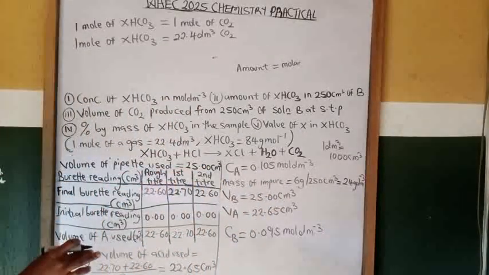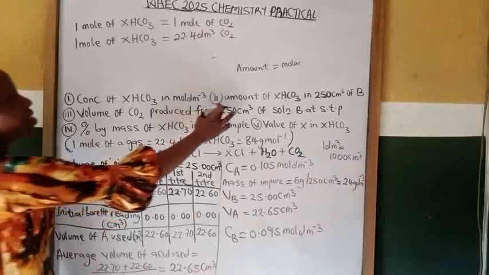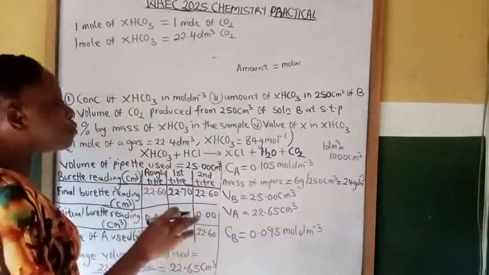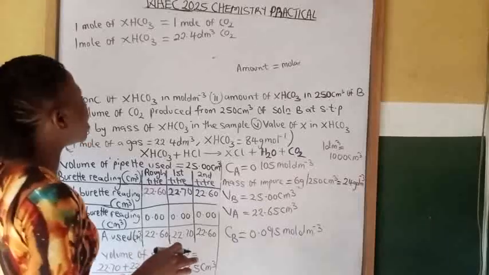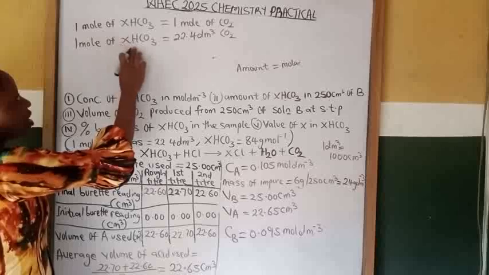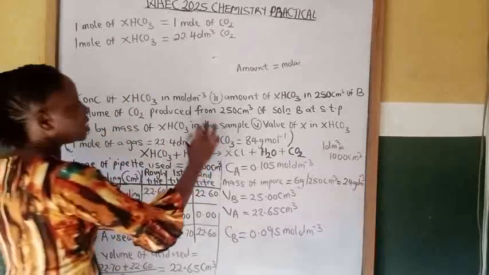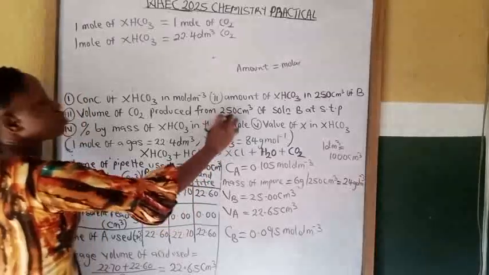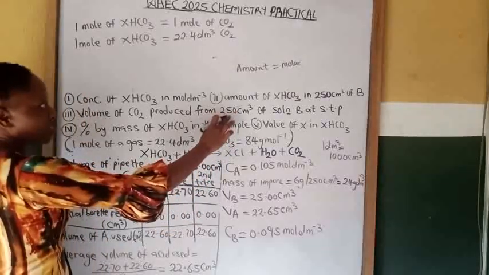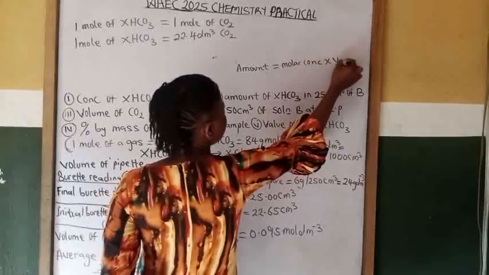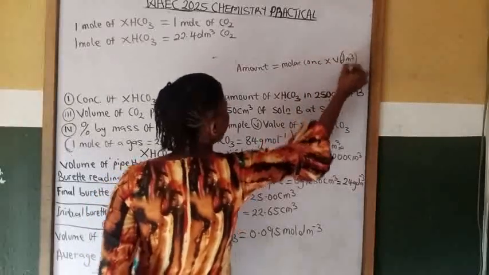But if your question did not ask you to calculate the number of mole before this kind of question, you have to calculate the number of mole first. Now, we need the new number of mole of XHCO3, because they said the number of mole produced in 250 centimeter cube. So you have to calculate the number of mole in 250 centimeter cube, which is molar concentration times volume in dm cube. Then we have done it now.